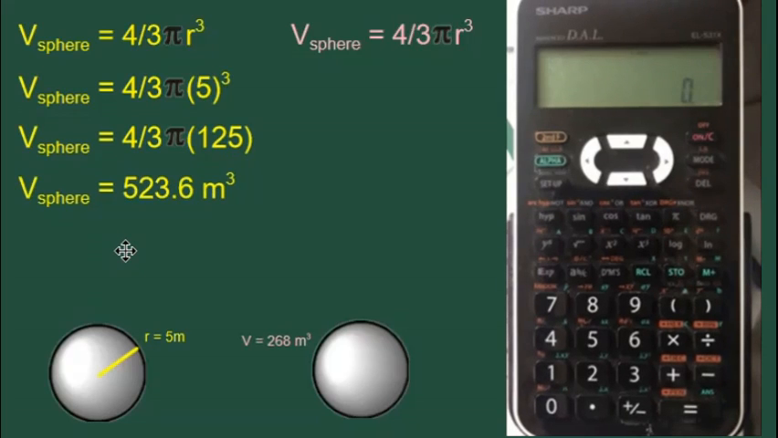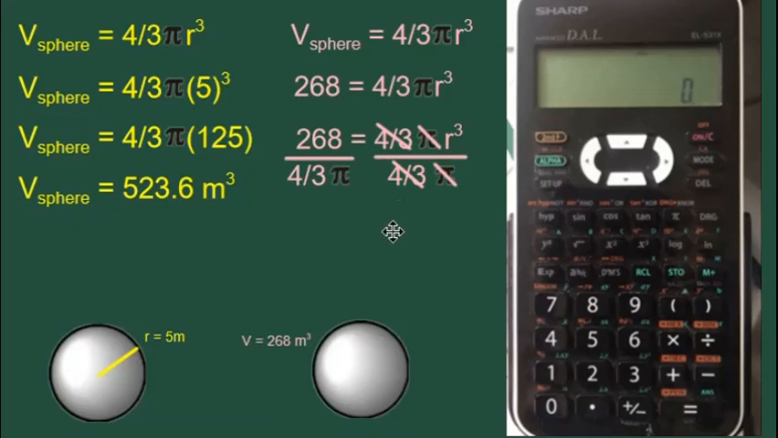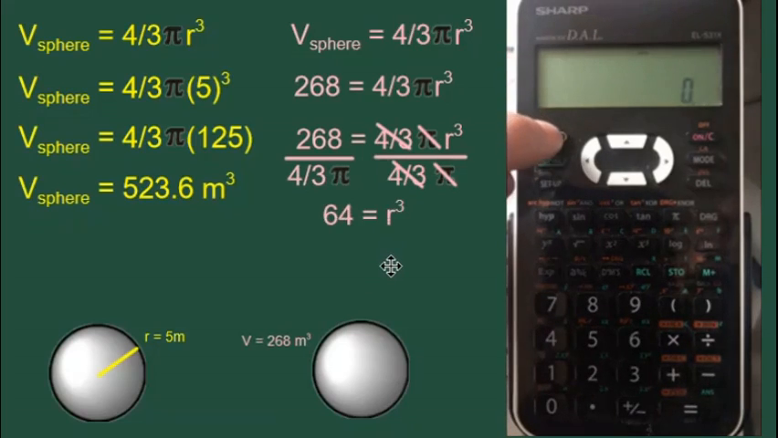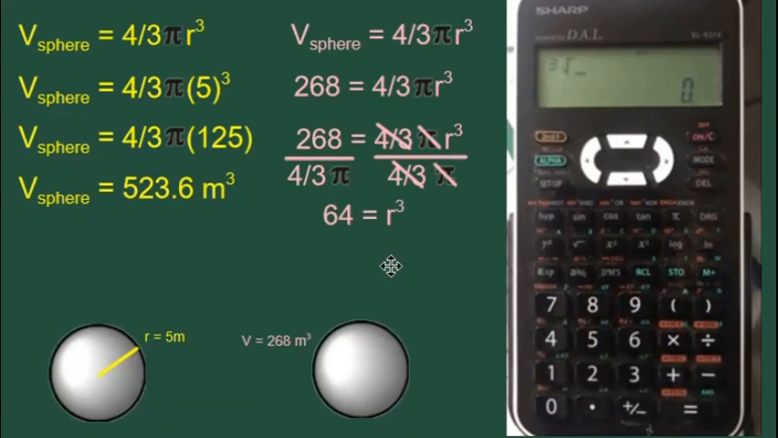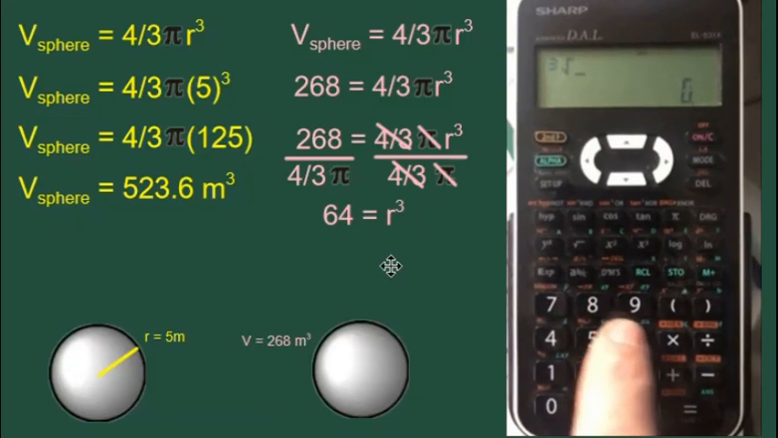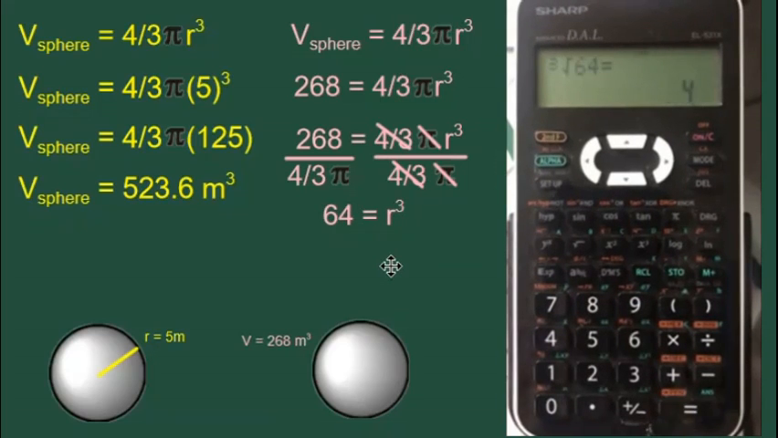When the radius is the unknown, like in my example on the right, we must cube root to find it, so we need the cube root key combination. First, we divide the given volume by 4/3 and by pi. This gives us 64 in this example. Then we press the second key, the x cubed key, we enter our value and hit equals. This gives us the length of our radius, in this case 4 meters.